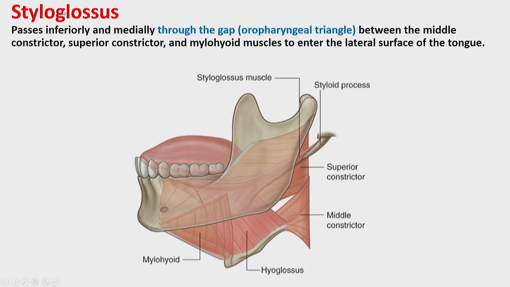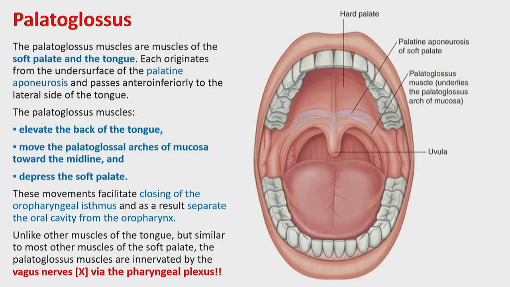Styloglossus, as we said, in addition to the hyoglossus, is the other muscle that is passing through this gap, the oropharyngeal triangle. And this gap, as we mentioned, is between the superior constrictor, the middle constrictor, and the mylohyoid muscle. So the components of this gap are the hyoglossus and styloglossus, and some blood vessels and nerves that I am going to discuss. And the palatoglossus, which we already discussed, is also a muscle of the soft palate.